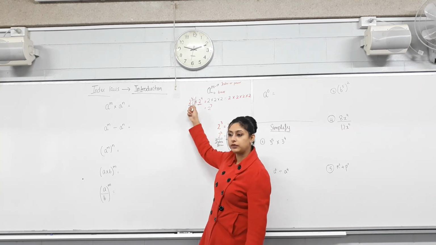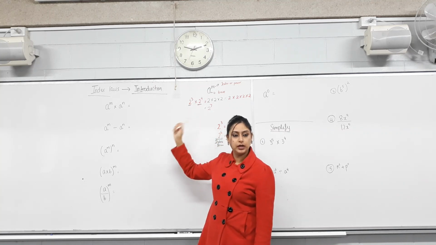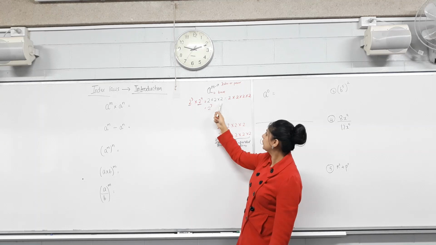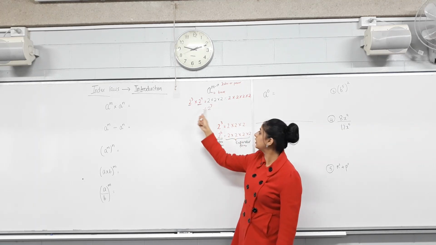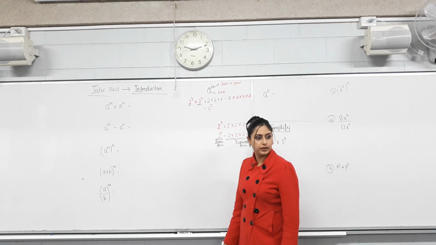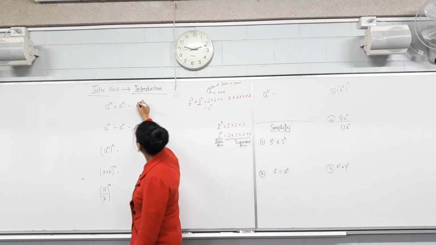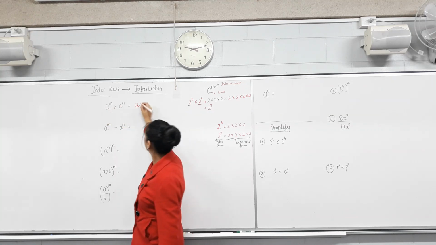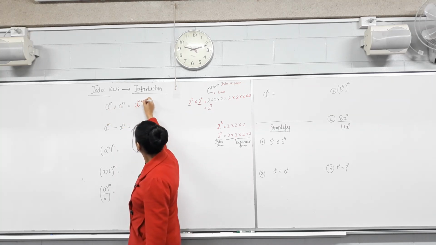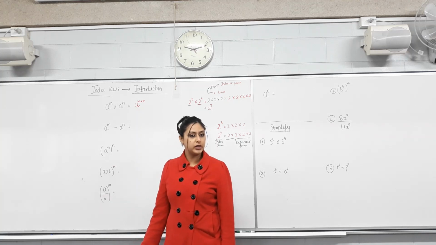Because we had 2 to the power of 3, so we wrote 2 times 2 times 2. Then we had 2 to the power of 4. So we have 7 now. 2 is being multiplied by itself 7 times. So this is equal to 2 to the power of 7. So can I then write that if the bases are the same and they're being multiplied, the powers are added. Does this make sense now?